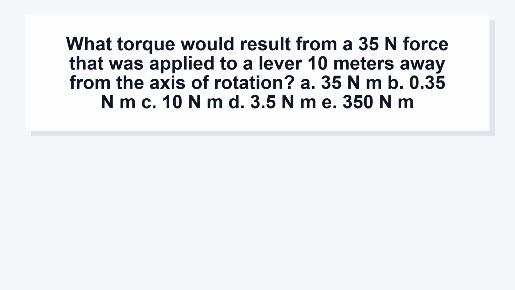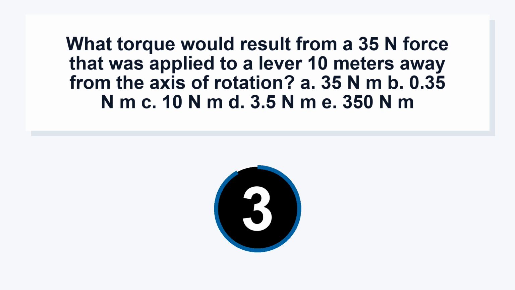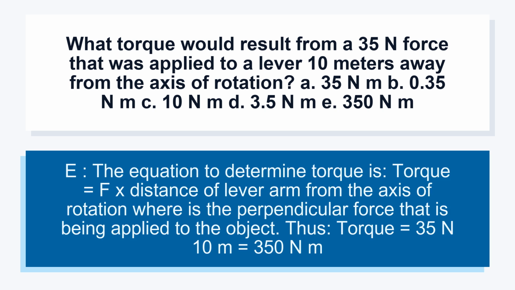What torque would result from a 35 N force that was applied to a lever 10 meters away from the axis of rotation? A. 35 Nm. B. 0.35 Nm. C. 10 Nm. D. 3.5 Nm. E. 350 Nm. E. The equation to determine torque is torque equals F times the distance of the lever arm from the axis of rotation, where F is the perpendicular force that is being applied to the object. Thus, torque equals 35 N times 10 m equals 350 Nm.